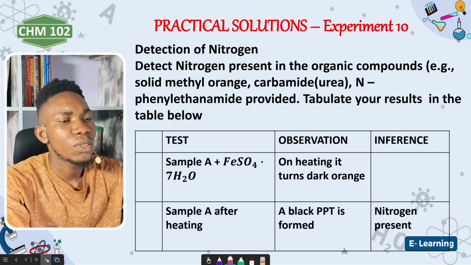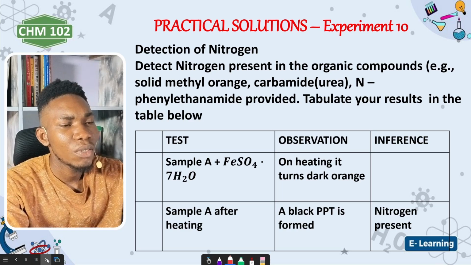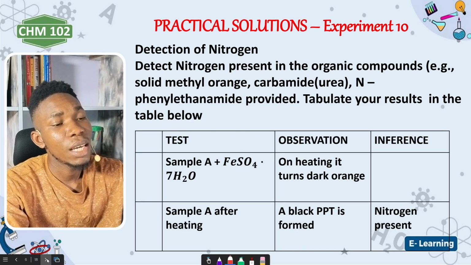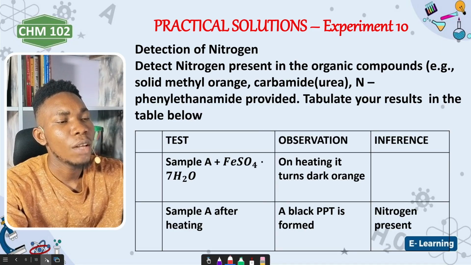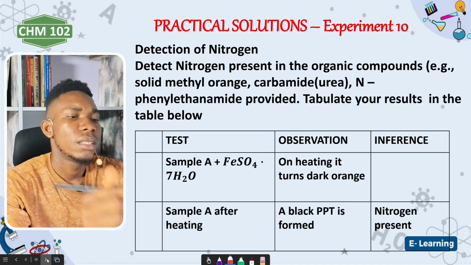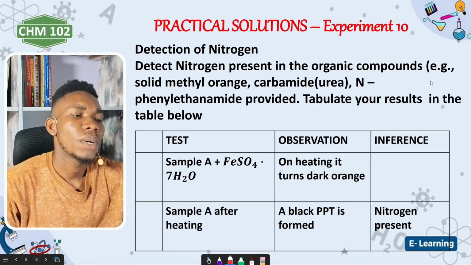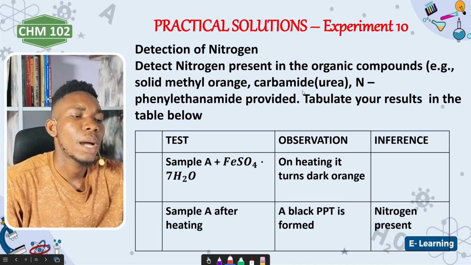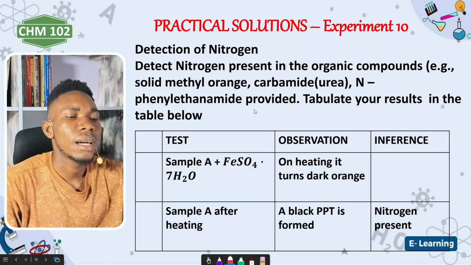The next one is detection of nitrogen. Now, we said nitrogen can be detected using the Lassaigne test. Even the halogens can also be detected using the Lassaigne test. So how do we detect nitrogen? They say detect nitrogen in organic compounds, e.g. sodium methyl orange, carbamide, and phenyl ethanamide.